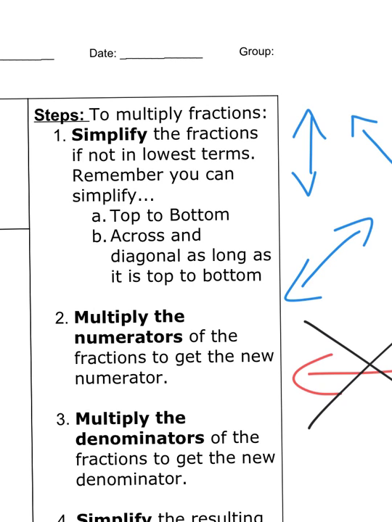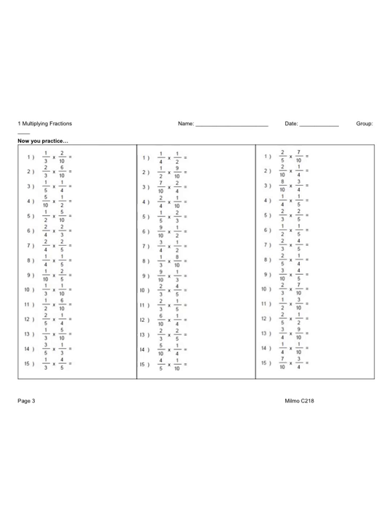You cannot simplify top to top or bottom to bottom. Remember, what you do on the top, you do on the bottom. The difference is when you multiply across. So when we multiply across, it means we can also simplify across. Does that make a little bit of sense? Let's do a couple more now.